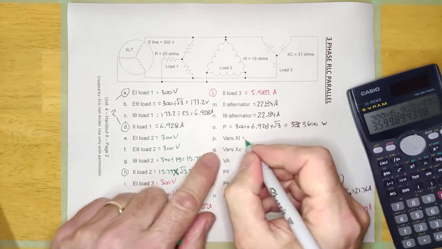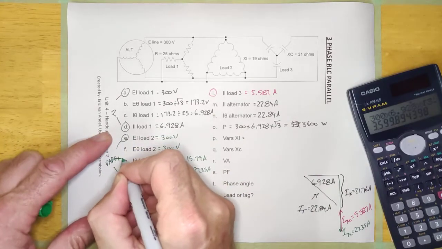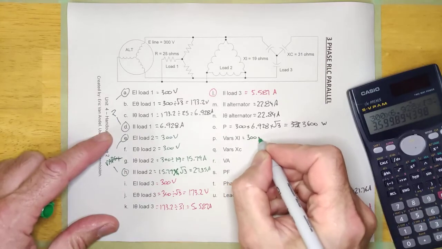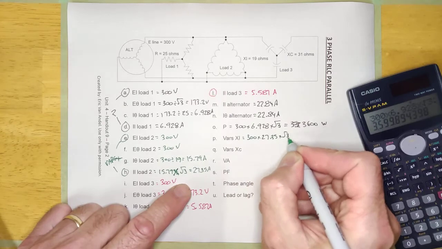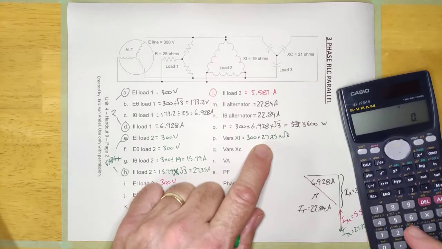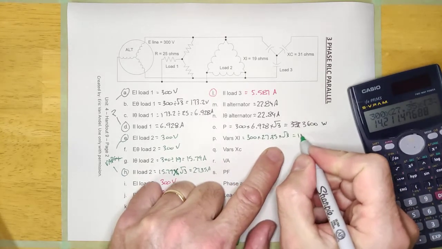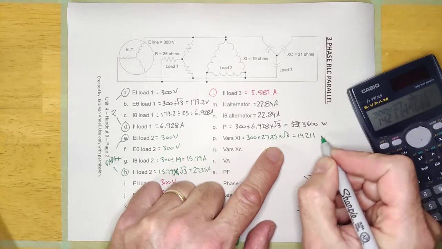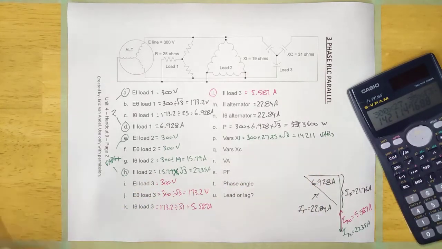This one here, got to do this carefully, right? This is VARS XL. 300 times 27.35 times root 3. And yes, you should circle them when you do it. Make sure you don't screw it up, right? Easy to do. 300 times 27.35 times root 3. 14,211 VARS.